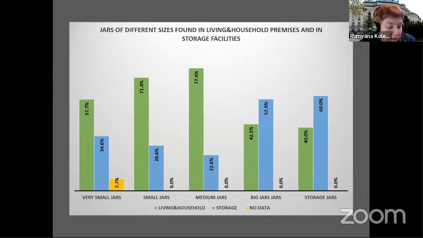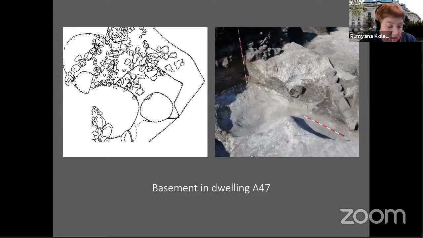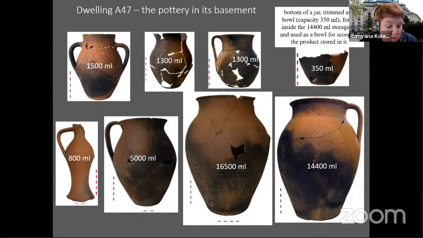Regardless of the way they got into the complexes, noticeable is that only within the two groups, large jars and storage jars, the majority is found in structures defined as storage facilities. But small and medium jars and jugs were also used as storage containers, like those found in the basement of a dwelling, where pots of different sizes were found along the wall of the sunken part of the house. Undoubtedly, they were arranged there on purpose and probably stored products.